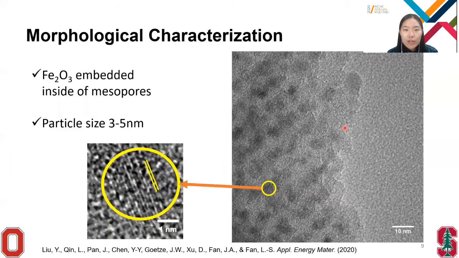The morphology of the sample is checked under TEM. We can see that nanoparticles are embedded inside the matrix of SBA16. The particle size is about 3 to 5 nanometers, as we can obtain from high-resolution TEM. And from the lattice fringe, the particle can be identified as alpha Fe2O3.